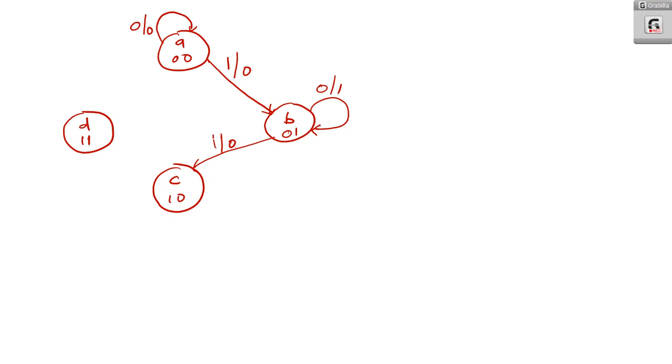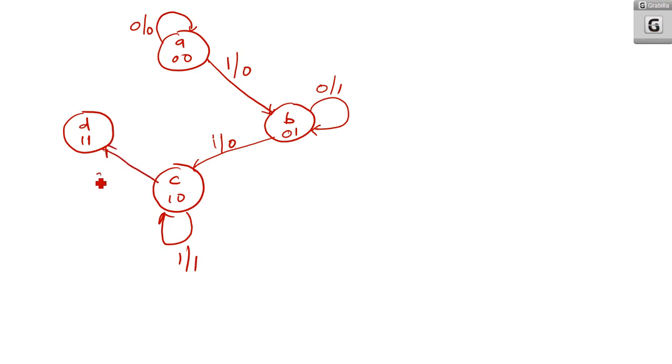Okay. Now what is coming to the next state? Here from C, I should have two inputs. Either it is 1, then output is 1. Okay, then here I will go from C to D.